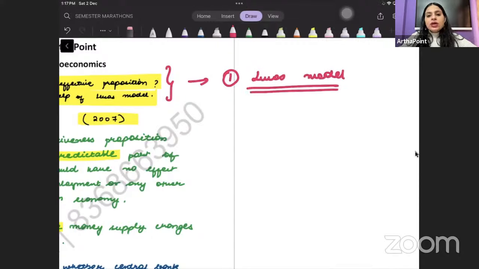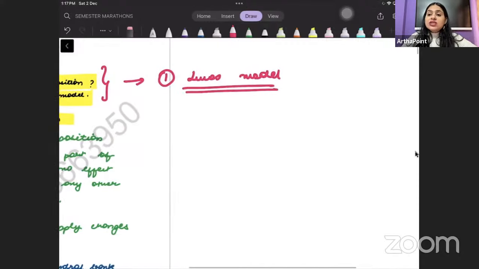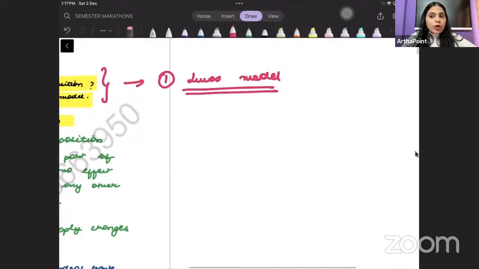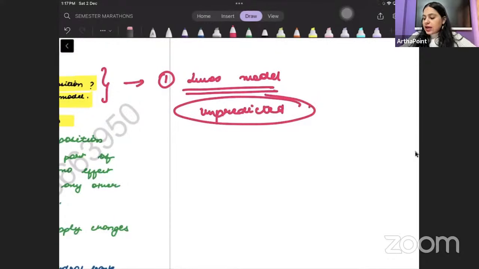तो इसमें क्या क्या लिखोगे? पहले आप बताओगे कि पॉलिसी इनइफेक्टिव प्रोपोजिशन क्या कहती है. What does it say, beta? It says that your policy is ineffective. कब इनइफेक्टिव होती है? When the policy can be predicted. So if your policy can be predicted, the policy will be ineffective. It says that only unpredicted changes can bring some changes in the economy.